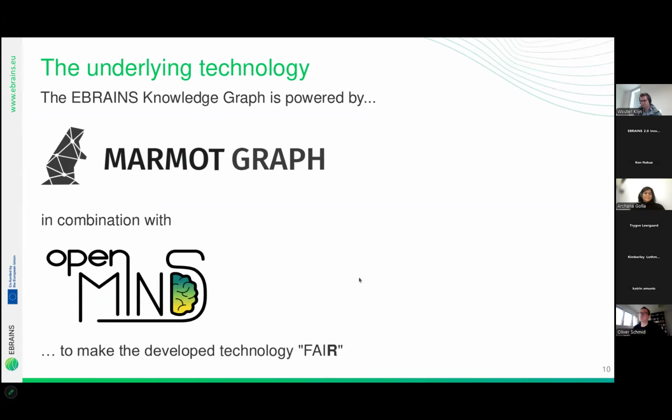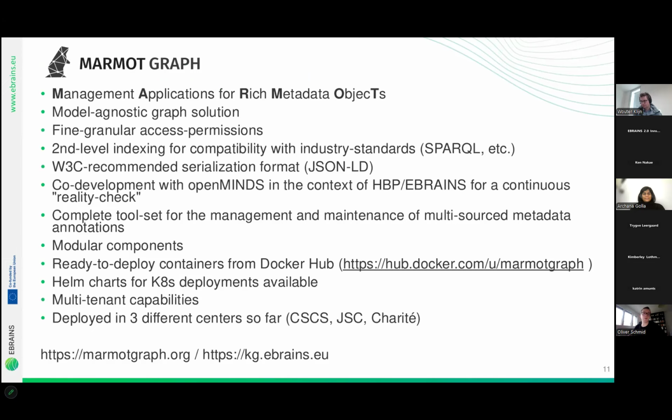Maybe just a brief talk about the underlying technology. I was mentioning the openMINDS part that is at the bottom beforehand. So the EBRAINS Knowledge Graph is powered by Marmot Graph in combination with openMINDS. And the idea is basically that the EBRAINS Knowledge Graph has been developed to make the technology itself FAIR, with emphasis on the reusability. So what we try to do is to split the two things. On one hand, the graph technology, right? And we labeled it with the name Marmot Graph, which stands for Management Applications for Rich Metadata Objects.